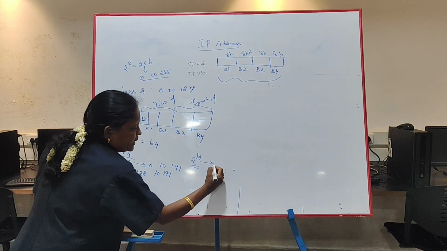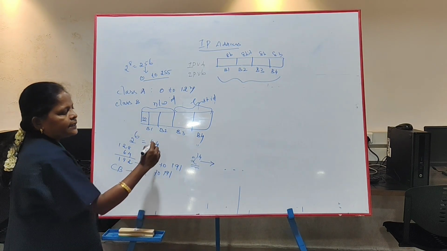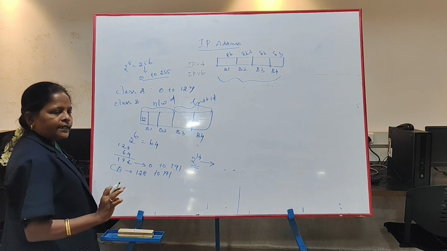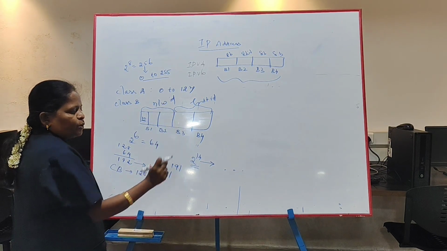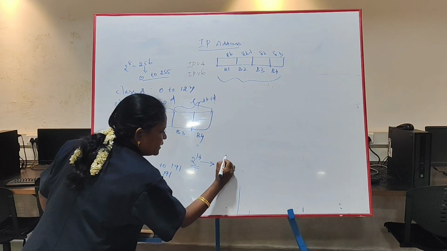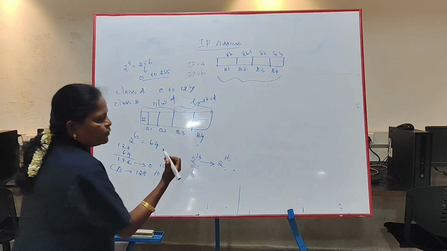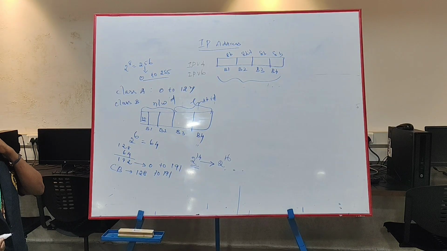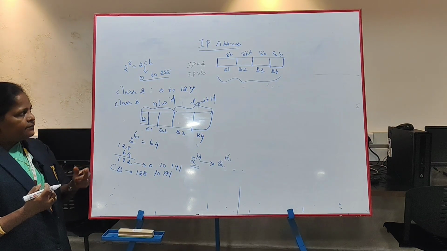Using a single network, how many hosts can we connect? Here totally 2 bytes will be allocated for host ID, right? So 2 into 8 equals what? 16. So 2 to the power 16 hosts we can connect for each network in class B. This is the way of calculation. How many networks can we build with the help of what?